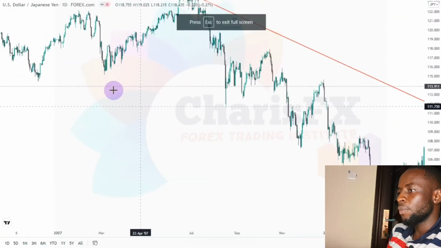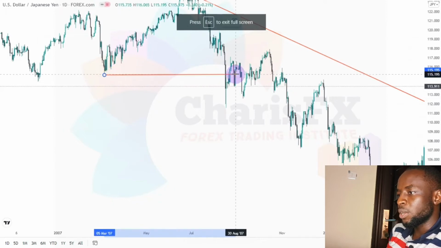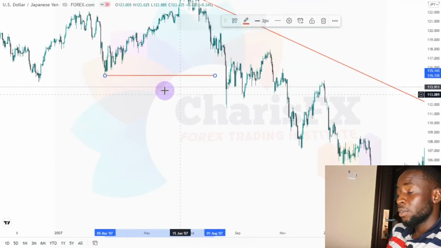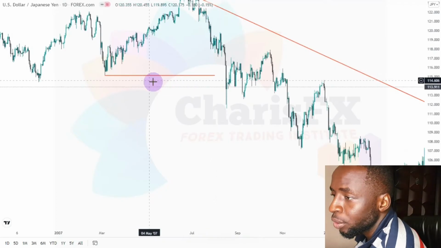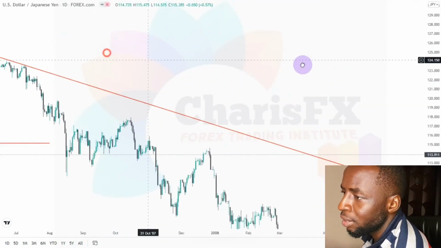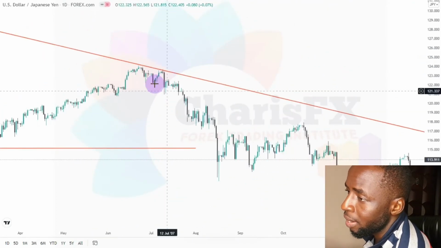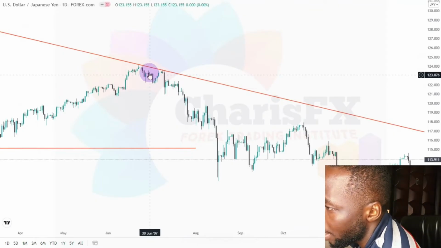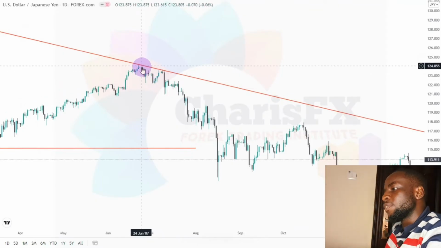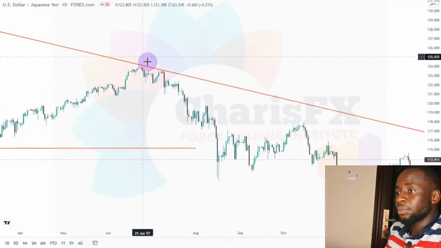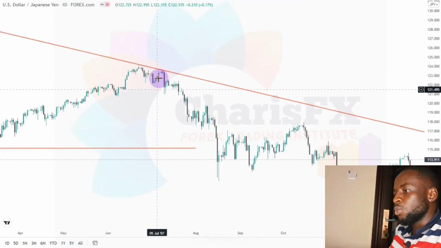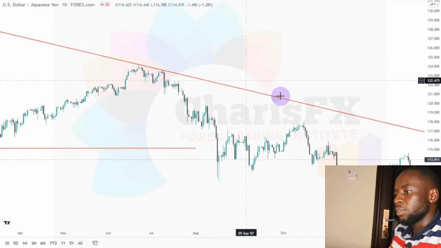Price broke structure. Then when you go back, you see that price has been forming what? Lower highs. Price failed to form a higher high. Price formed the high here, a lower high. So when you draw your trend line, you draw it as far as you can. Okay, so this will have been another shorting opportunity.